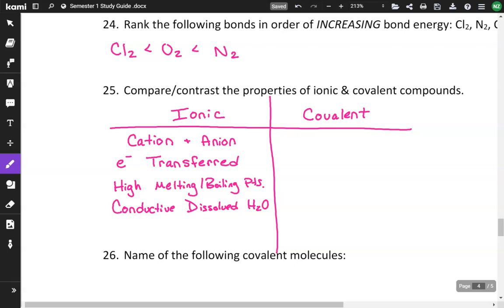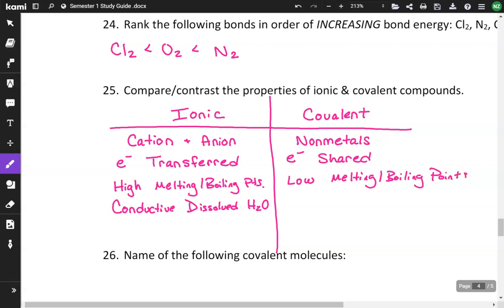Covalent compounds are nonmetals, so the right of the staircase. Electrons are shared. These have low melting and boiling points. And these are not conductive.